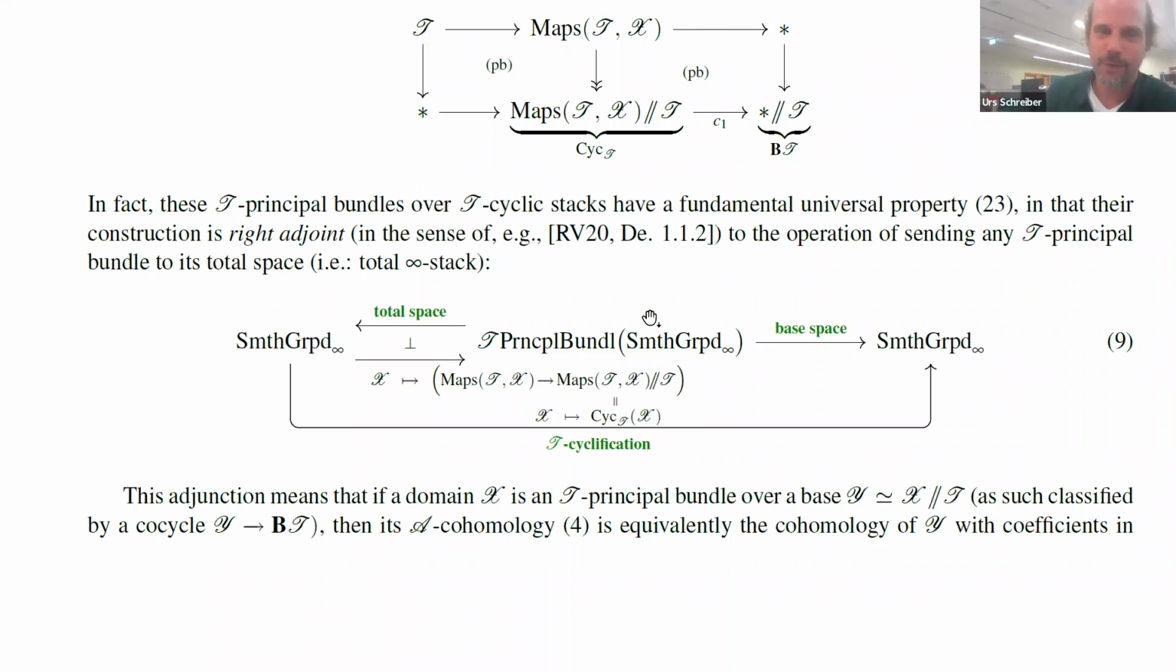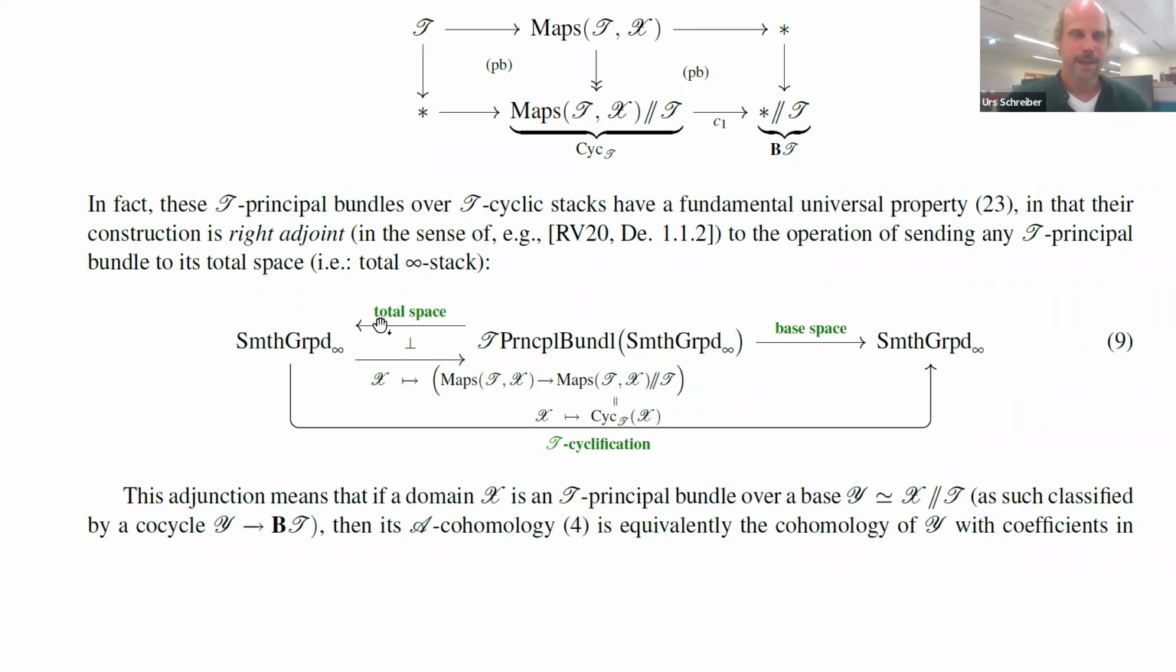And now it turns out, which is something you would think should be super classical, but maybe wasn't appreciated for what it is for a long time. This total space construction has a right adjoint in the sense of adjoint functors, meaning there is a kind of best approximation to an inverse from the right to it. And it's that construction that takes a smooth infinity groupoid and takes it to a T principal bundle that turns out to be our cyclification construction, or rather it's this bundle of free loops over the cyclification that it constructs. So it sends X to the free mapping stack over the cyclification. So that if you then form the base space of that bundle, you get the cyclification.